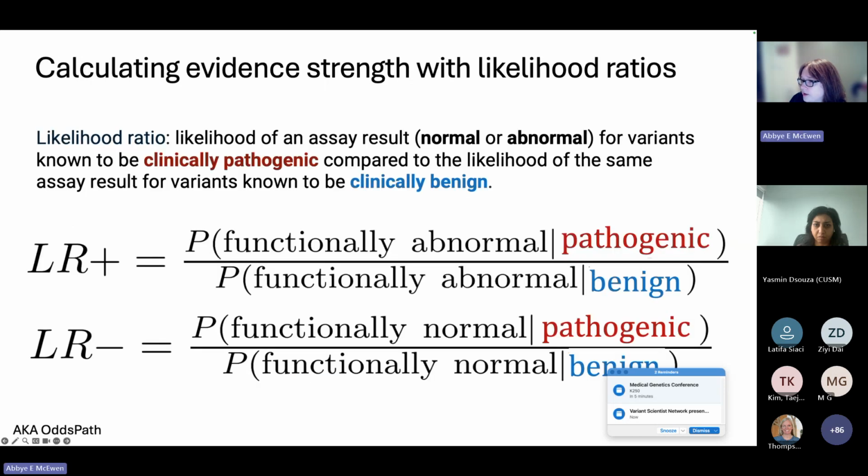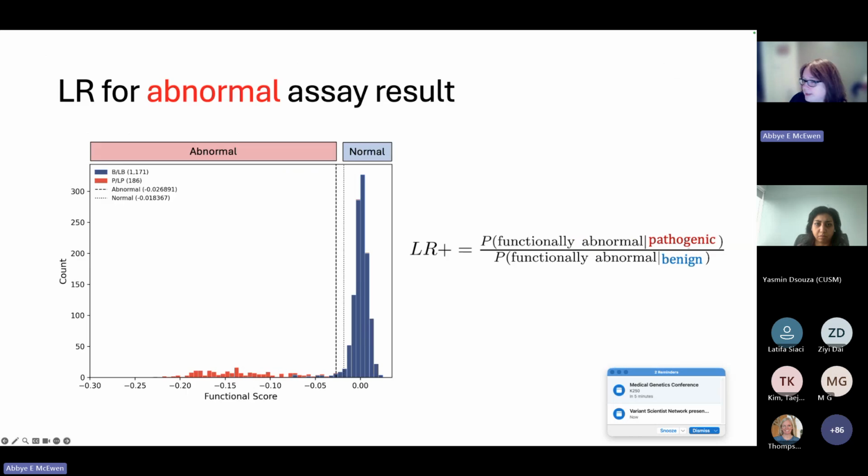I also wanted to explain the difference between an LR positive and an LR negative. An LR positive is the likelihood ratio of something being pathogenic given an abnormal result. The LR negative is the likelihood ratio of something being pathogenic given a normal result. So now let's make this concrete with real numbers. We're going to calculate the likelihood ratio for both an abnormal and a normal result.